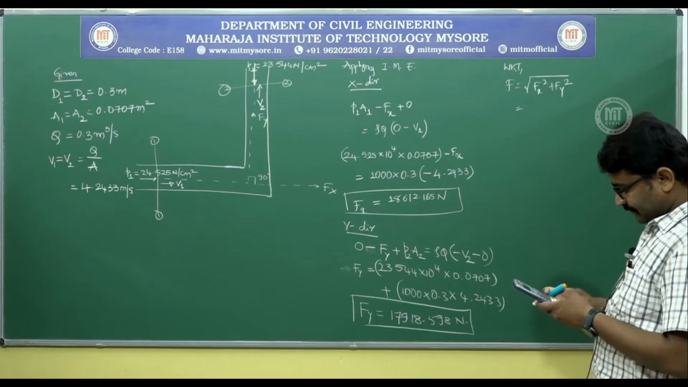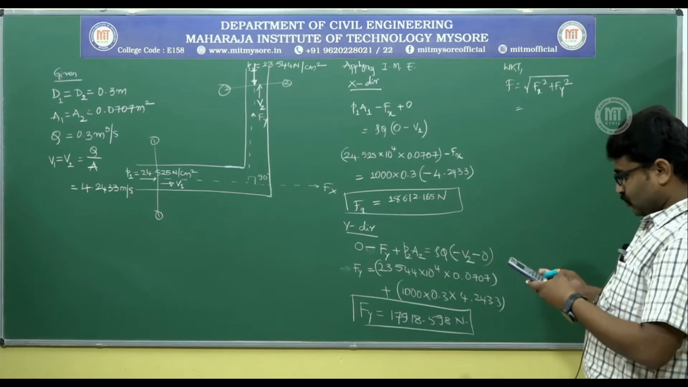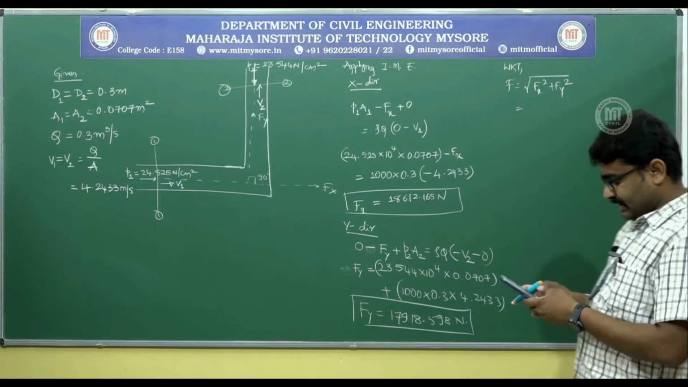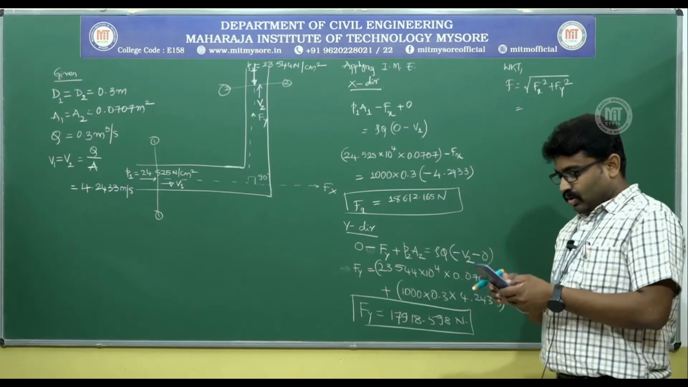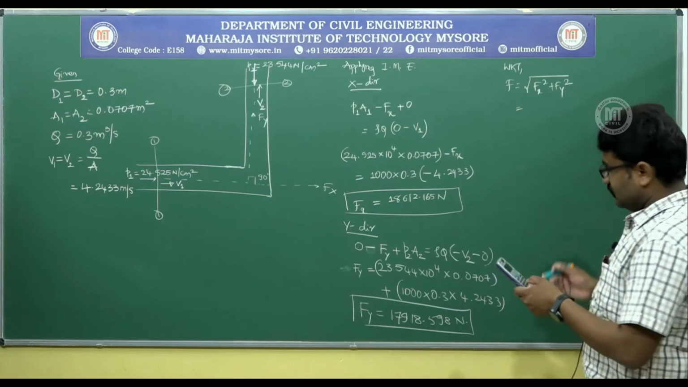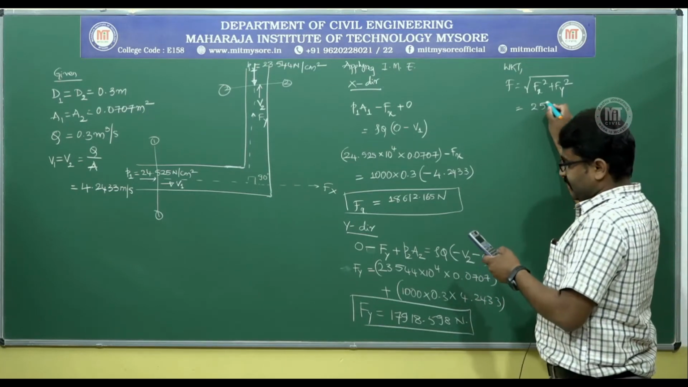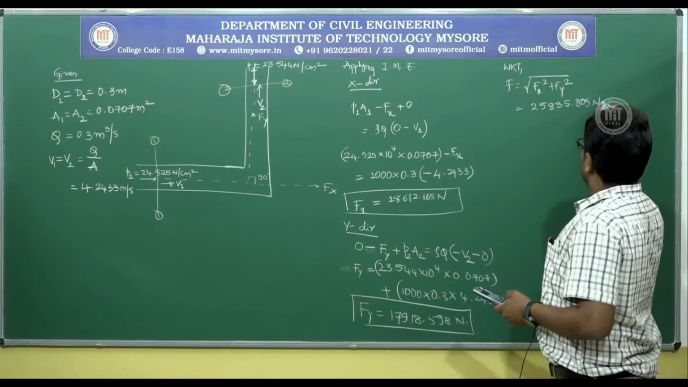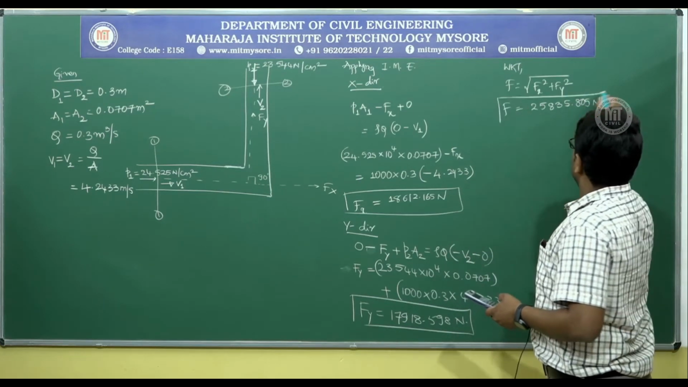18612.165 square plus 17918.598 square, whole under square root. That gives me an answer of 25,835.805 Newton. This is the resultant force.